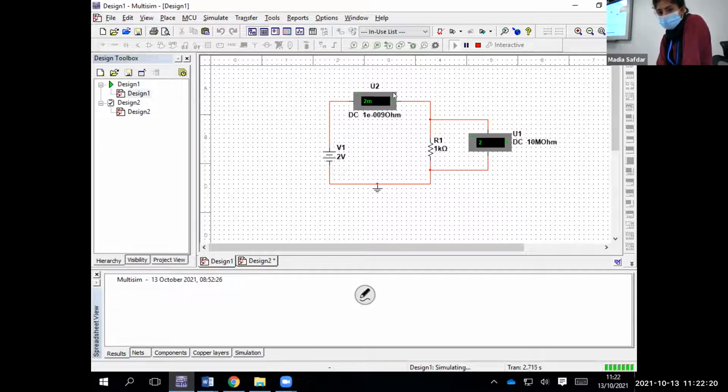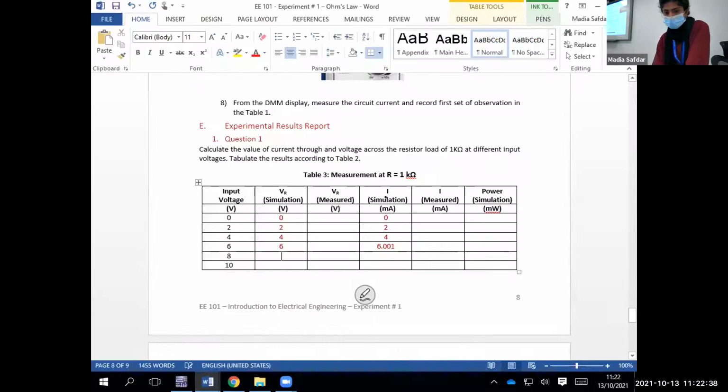If you see the small A here, it means ampere, so this is the current reading. The small V here means volt, this is the unit for voltage. Now try to build this circuit and then go back to your lab sheet and do this for all the measurements: 0, 2, 4.